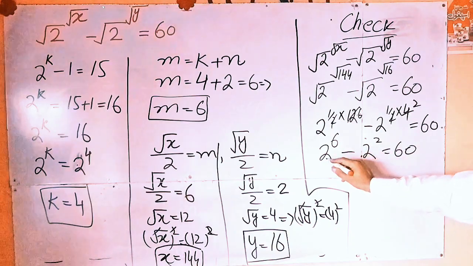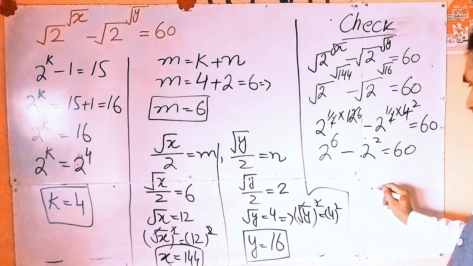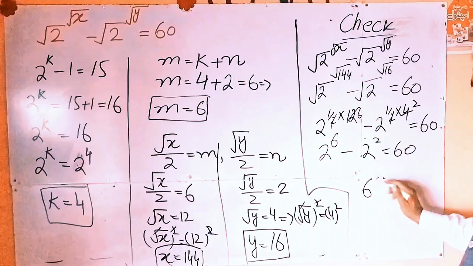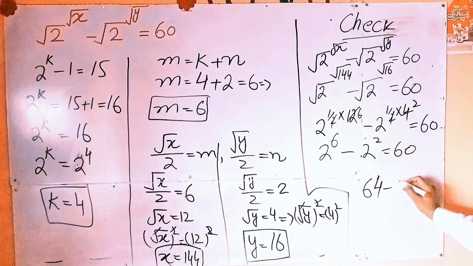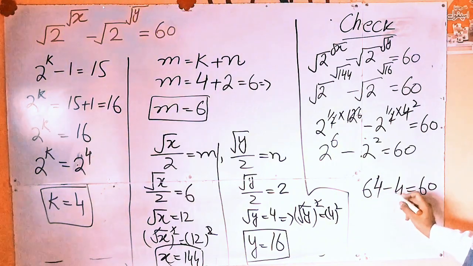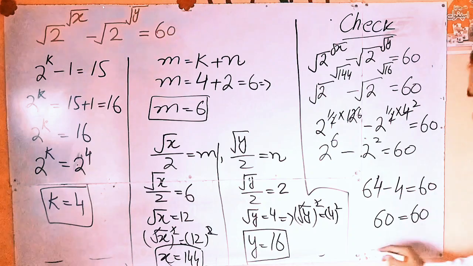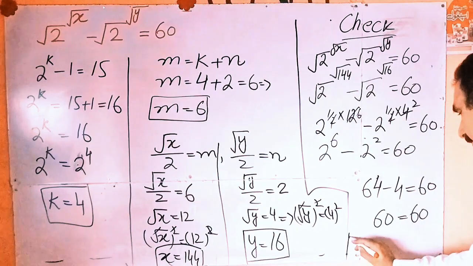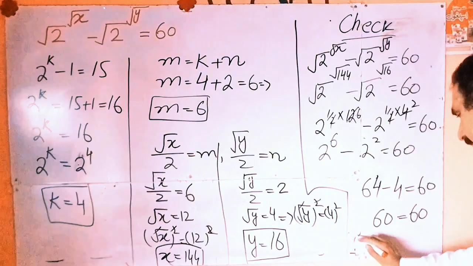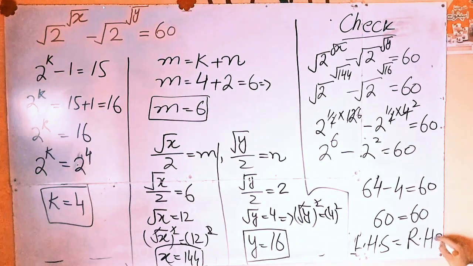If we multiply 2 six times, it becomes 64, minus 2 twos are 4, is equal to 60. If 64 minus 4, the remaining value is 60, equal to 60. We say that the left hand side is equal to the right hand side.